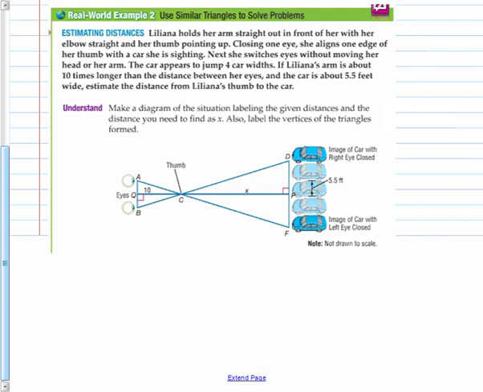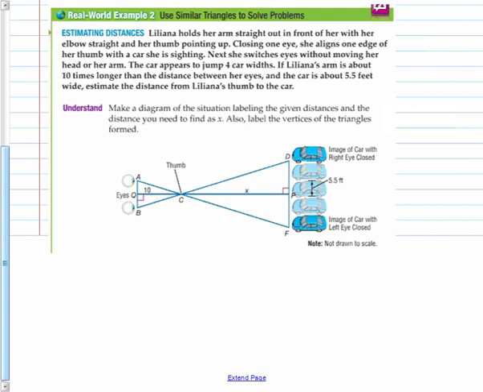You can put your thumb down, or you can keep it up there, whatever you like. Next, she switches eyes without moving her head or her arm. Thumb stays in the same spot. She just switched eyes. The car appears to jump 4 car widths. So you can say, well, I was telling you your thumb jumped. I guess you can say, oh, the thing you're looking at jumps. Just a matter of perspective. Mine appeared to jump about 3/4. Yeah, mine jumped about 3/4. All right, 3/4 of the width of what I was looking at.